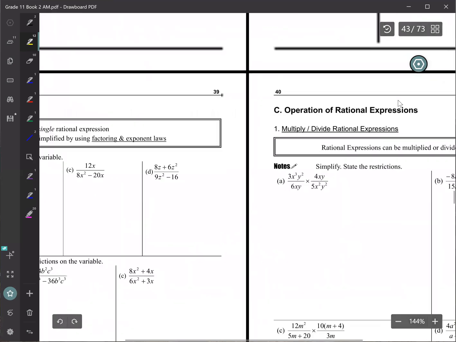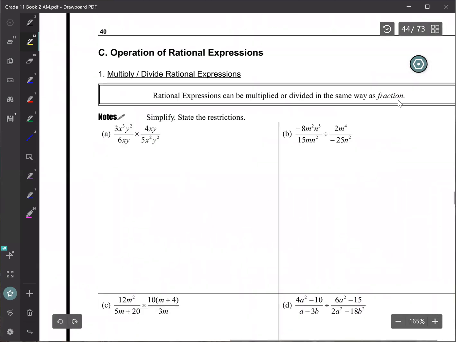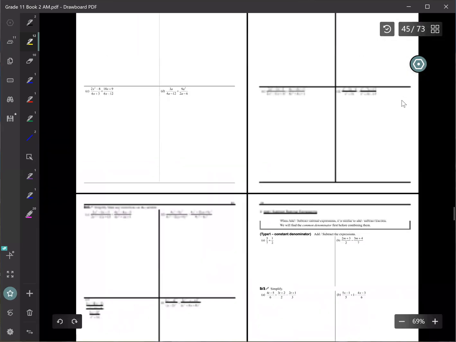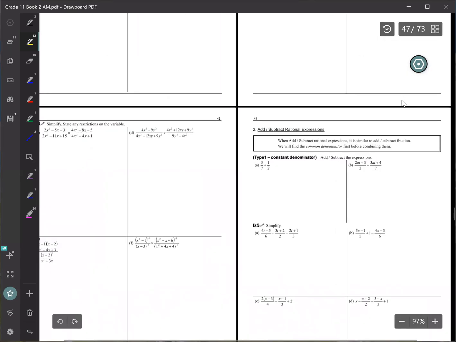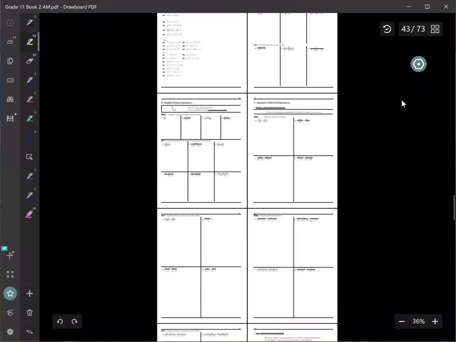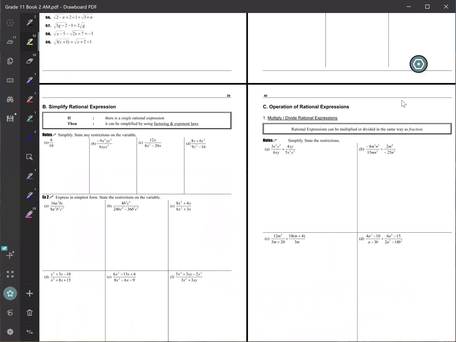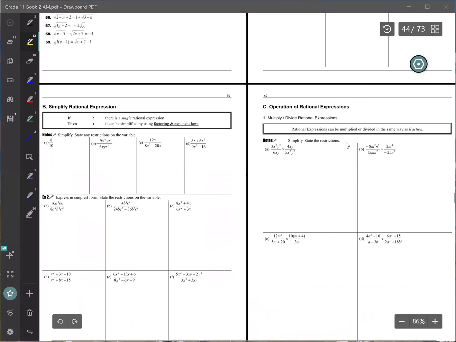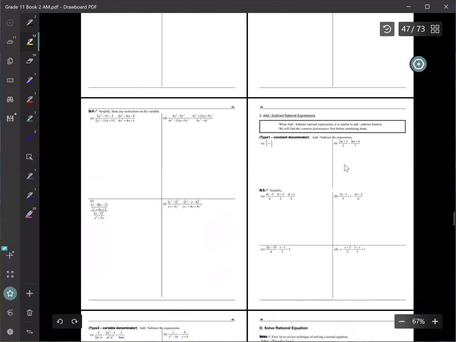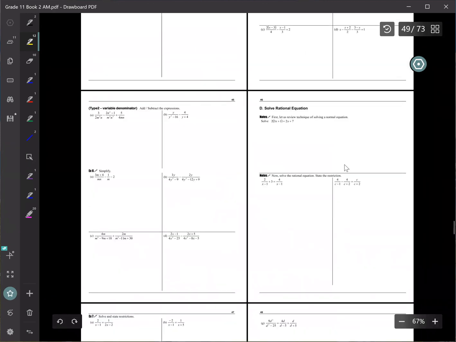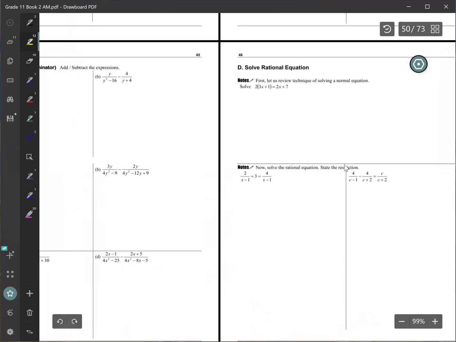Okay, and then part C is add and subtract, multiply and divide. So part C is operations. Operations include all four: multiplication, dividing, add and subtract. And then part D is solving equations. Equation is to find the x.